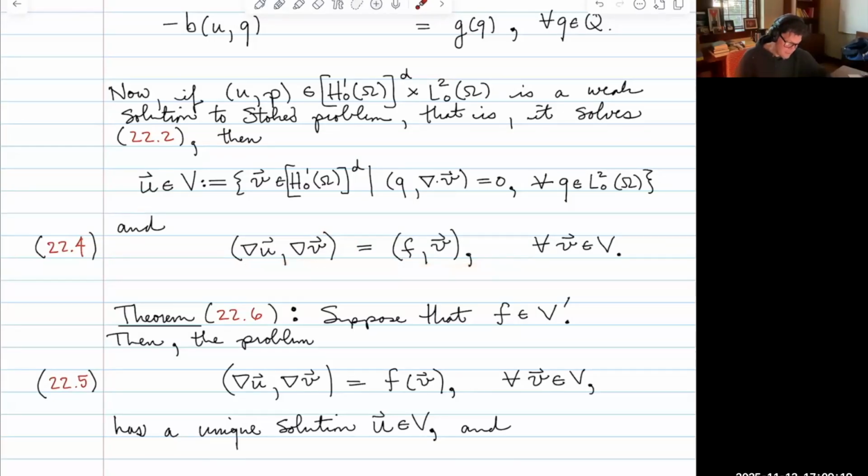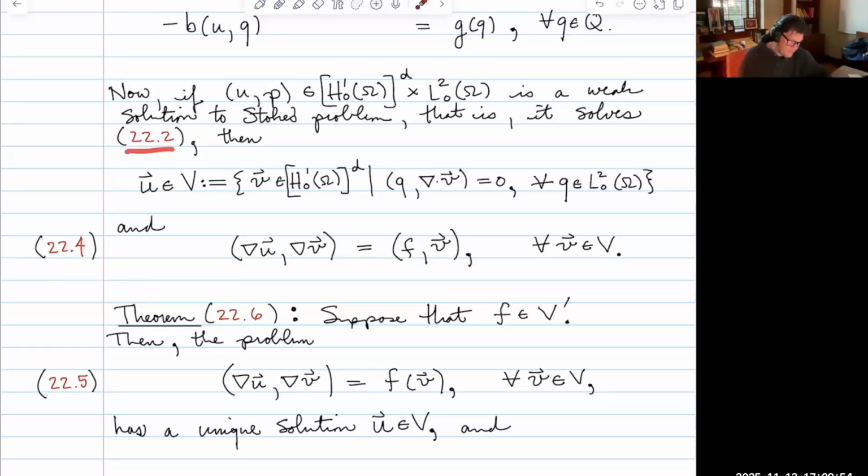So I'm claiming if U and P, both, are a solution to 22.2, then clearly U is in V. That's the second equation. And if I restrict my test functions to be not from H01, but from the subspace V, then this equation must hold. So this says that if U and P solve 22.2, then U alone solves 22.4. So I hope everybody sees that little bit of logic.